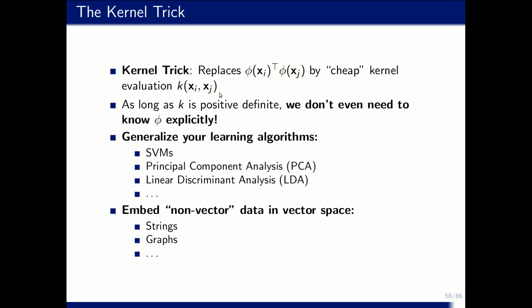And a crucial insight of the kernel trick is also that we don't need to know phi explicitly. We can actually now start playing with positive definite kernels rather than with feature spaces. So we don't need to know phi. As long as we have a positive definite kernel, we can guarantee that there is some phi, some feature space where we're actually working now implicitly.